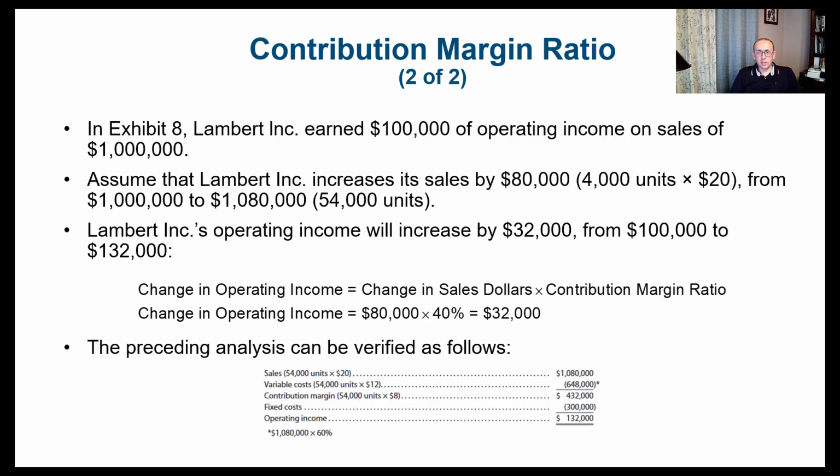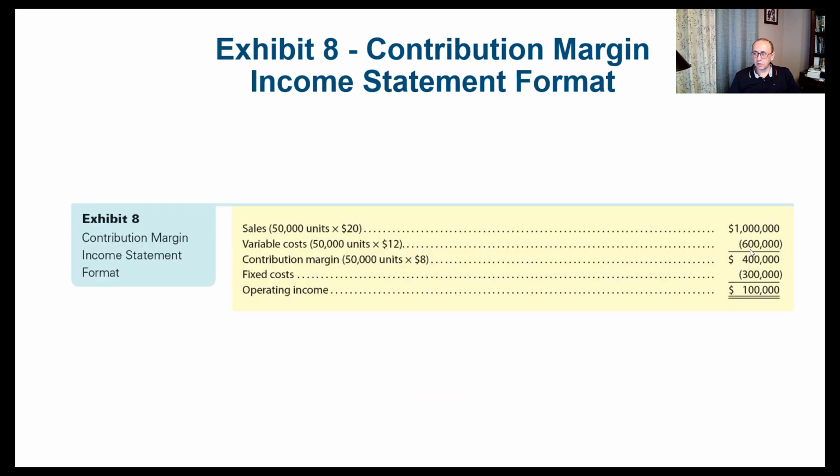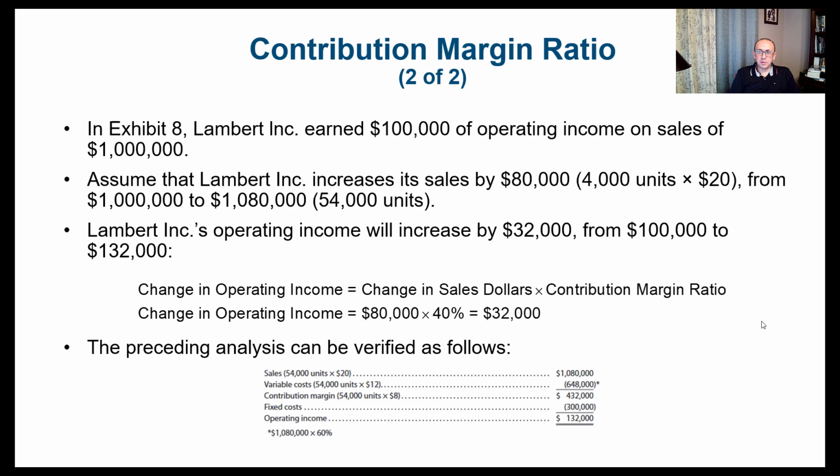In Exhibit 8, which we had before, Lambert Incorporated earned $100,000 of operating income on sales of $1 million. If I go back here, that was Exhibit 8. We had $1 million in sales and an operating income of $100,000. Assume that Lambert Incorporated increases its sales by $80,000, which is selling an additional 4,000 units at the selling price of $20. So now our total sales would go up from $1 million to $1,080,000 for the sales of 54,000 units. The operating income would increase from 100,000 to 132,000. It increased by 32,000.